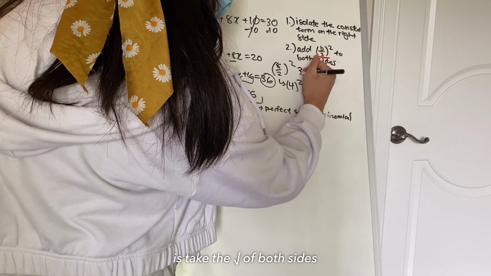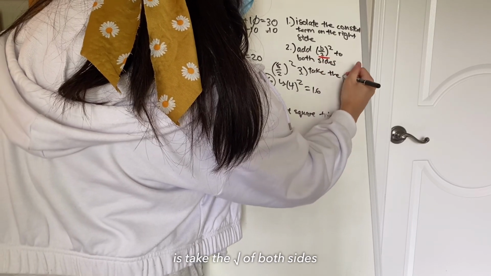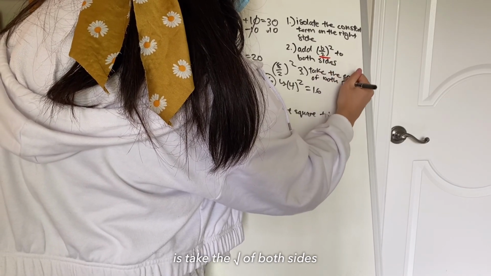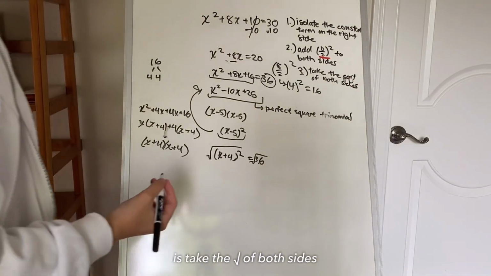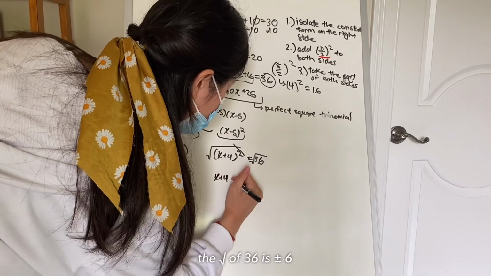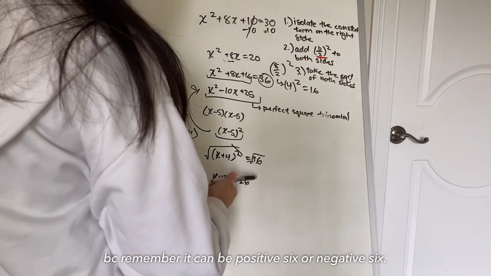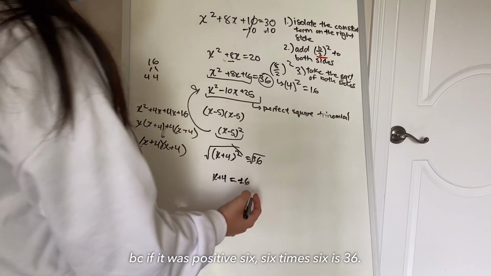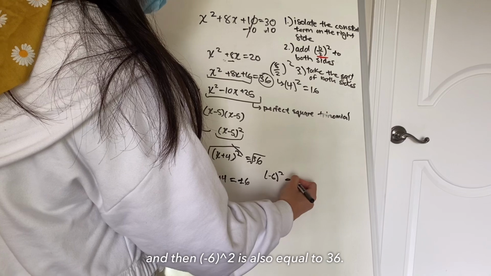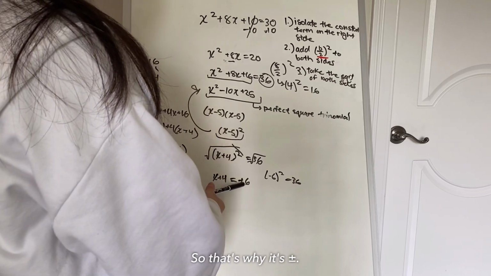So step 3 is take the square root of both sides. Here it would cancel out, so you get x plus 4, and here the square root of 36 is plus or minus 6, because it can be positive 6 or negative 6. Positive 6 times 6 is 36, and negative 6 squared is also equal to 36, because negative 6 times negative 6 is positive 36. So that's why it's plus or minus.